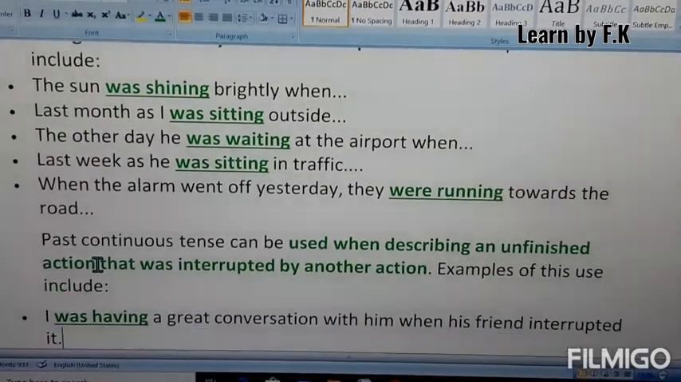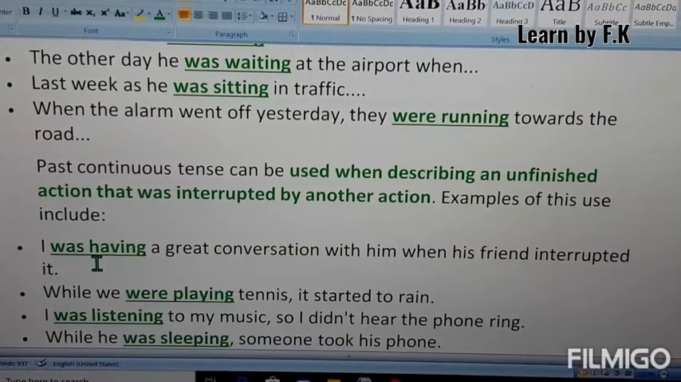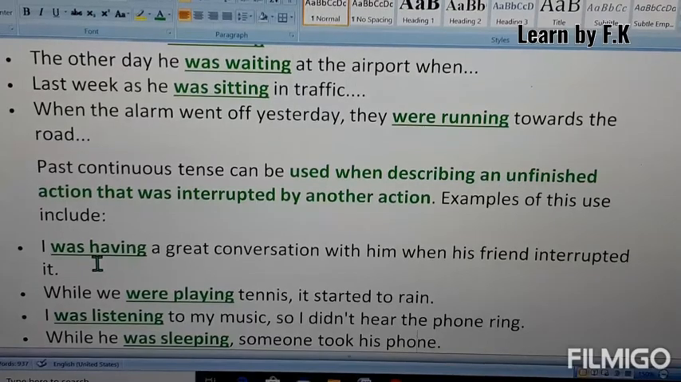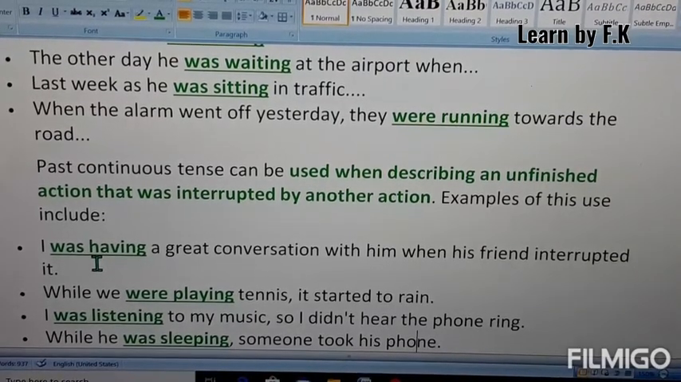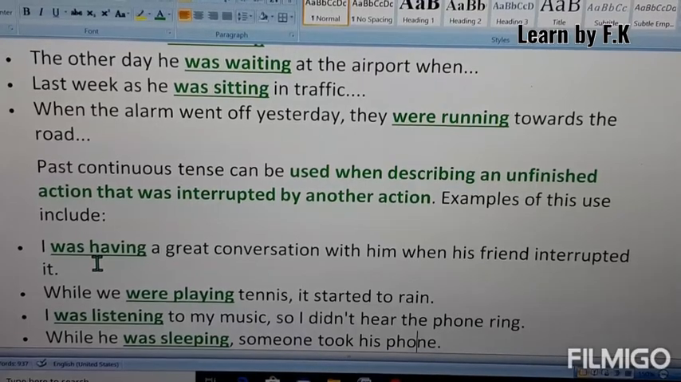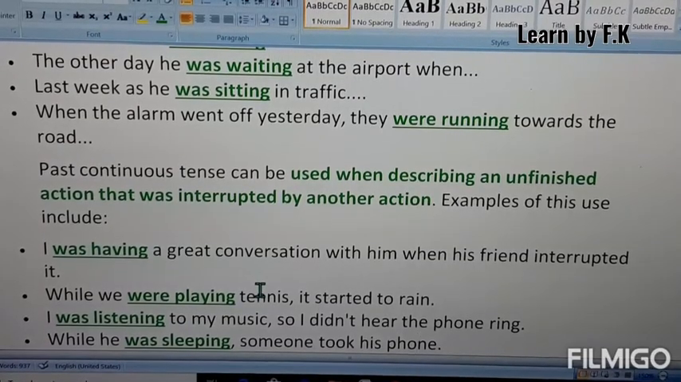For example, I was having a great conversation with him when his friend interrupted it. It means the action was continued in the past but not completed. What happened? Suddenly someone interrupted. Who interrupted? His friend. So the conversation was not completed in the past.